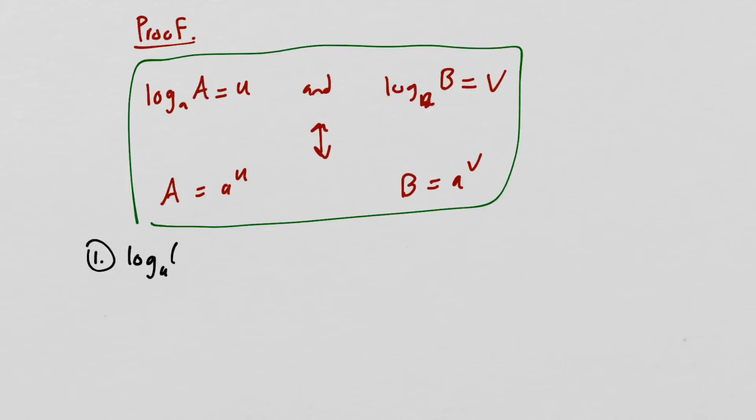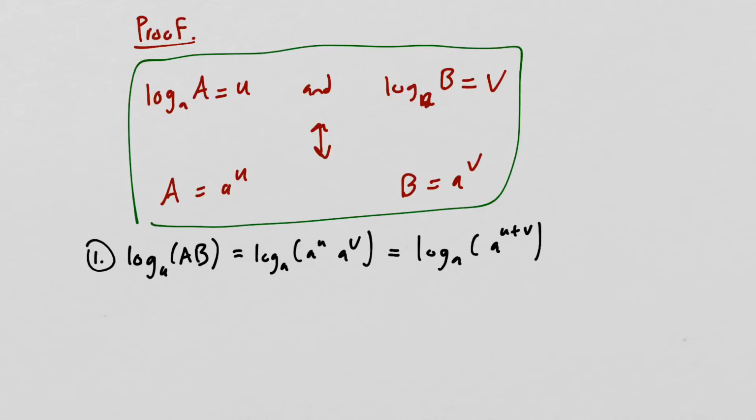The log base a of A times B is equal to the log base a of a^u times a^v. By properties of exponentials, this is equal to the log base a of a^(u+v). Since the log and exponentials are inverses of each other, this is equal to u plus v. Then we know that u and v are given by these functions up here, which means that we can rewrite this as the log base a of A plus the log base a of B.